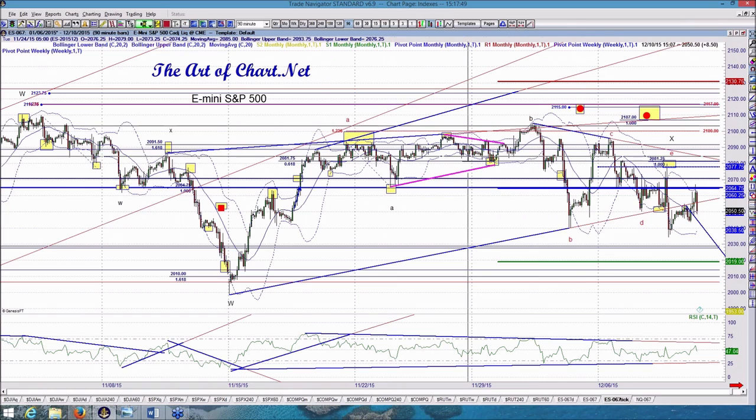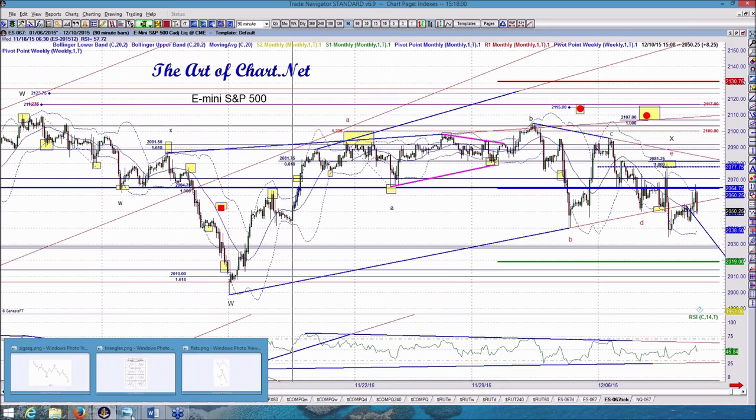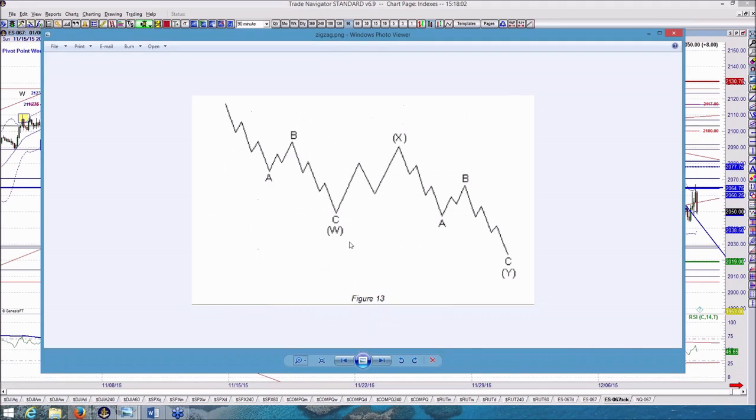So that's an example of a flat. Let's just talk about the basics. That's maybe a more advanced flat there, but let's talk about basics. Let's just talk about zigzags. Zigzags are very basic. Here's a zigzag. If you learn how to trade zigzags, or if you learn to recognize zigzags, I'm going to tell you right now, guys, you will make money.